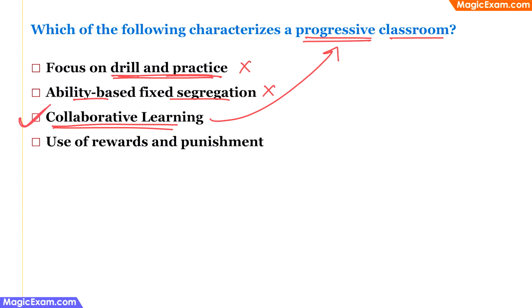The last one is use of rewards and punishment. Now, this is also a very old methodology because you are saying that if the child learns something, then he or she will get a reward. If the child does not learn, then the child will be punished. So you are trying to teach them something through fear or through some sort of an incentive. So this cannot be progressive because the moment you start using punishment or fear, then it cannot be progressive at all. Therefore, this cannot be the correct answer. The correct answer here is collaborative learning.